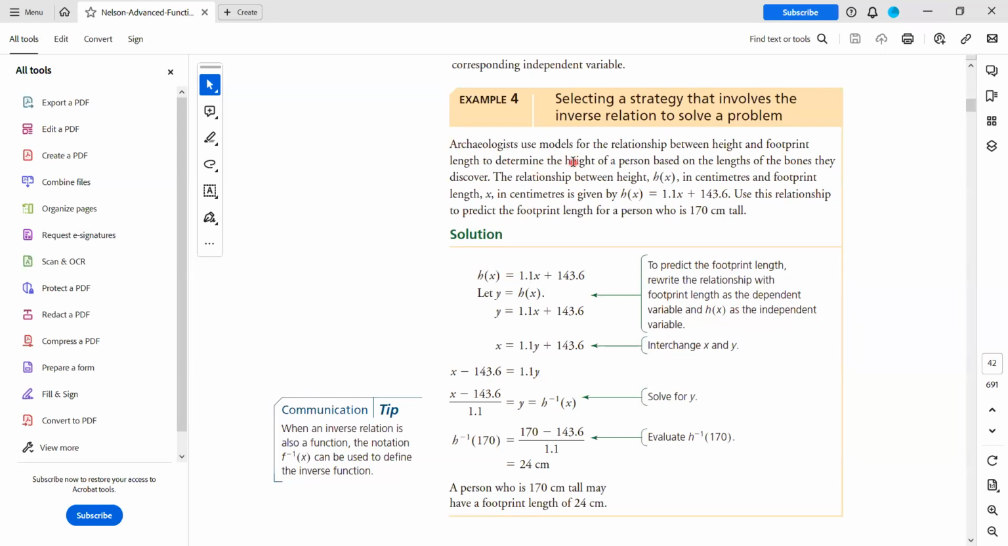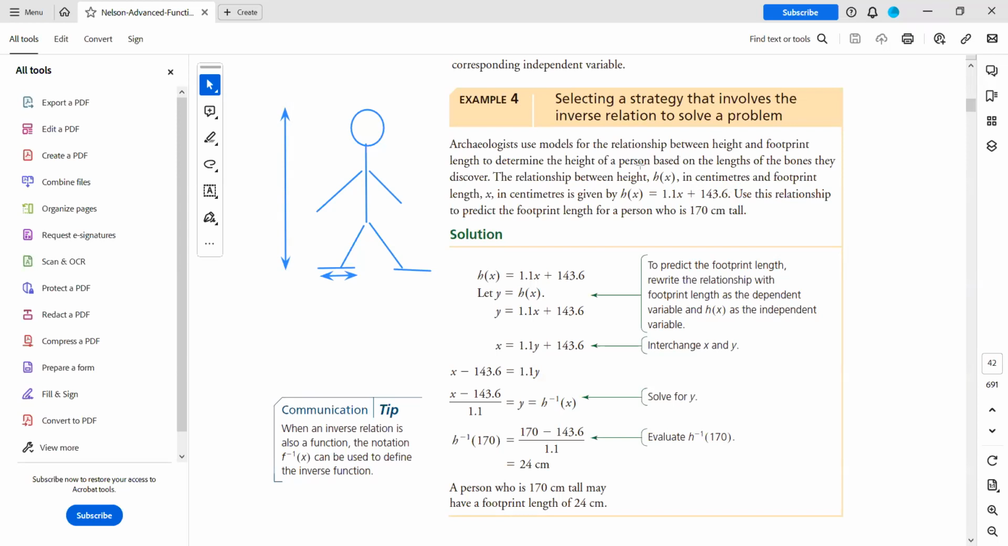Archaeologists use models for the relationship between height and footprint length to determine the height of a person based on the length of the bones they discover. Let's make a sketch. Let's say we have a human. Human has a foot. This is more like a hobbit, but not a problem. And we have a particular relationship between the height of this person and the size of their foot, right?